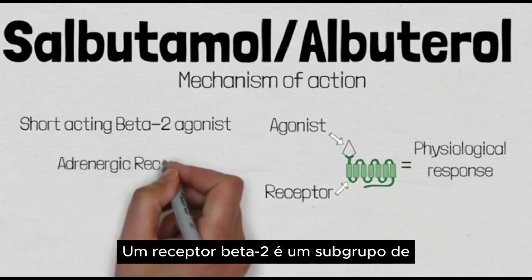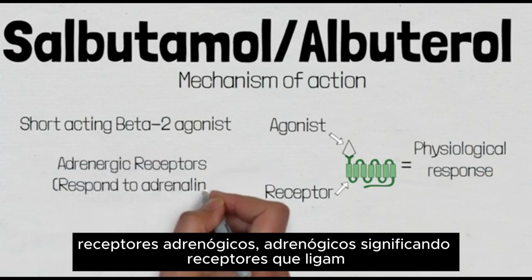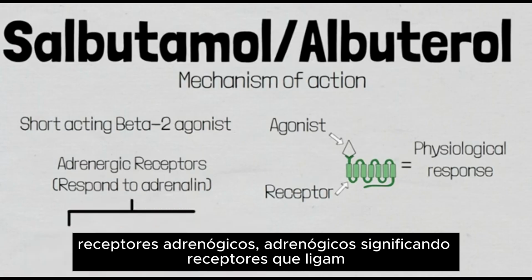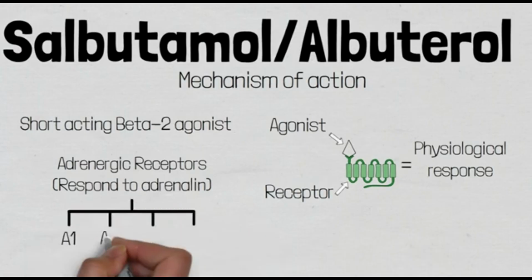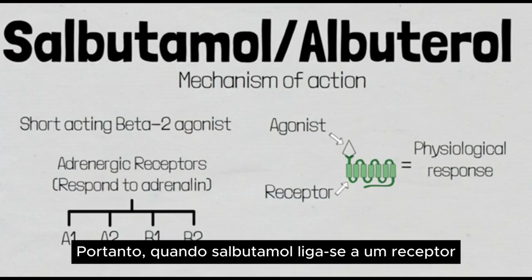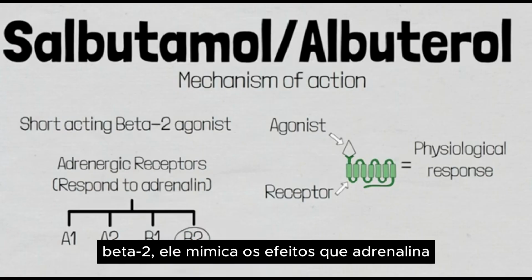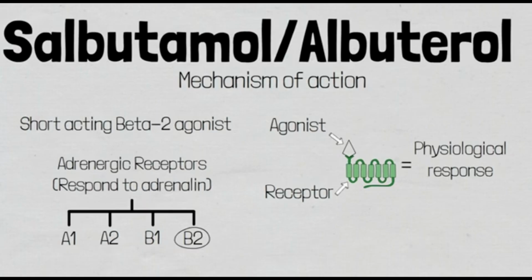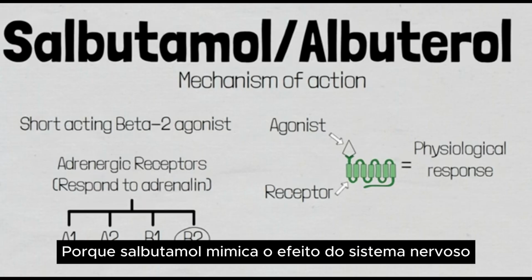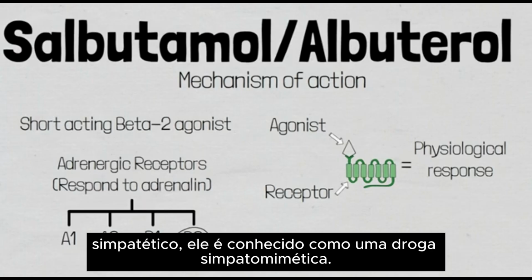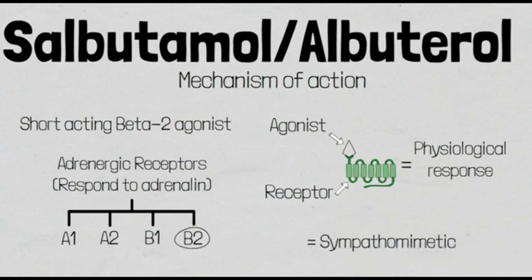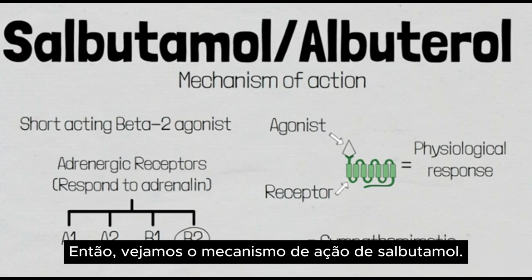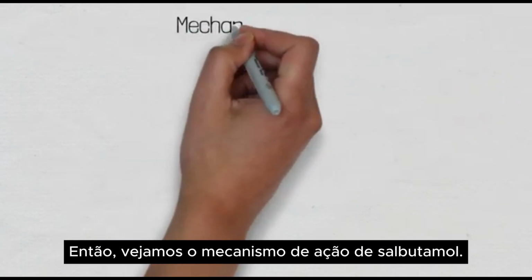A beta-2 receptor is a subgroup of adrenergic receptor, adrenergic meaning receptors which bind adrenaline and noradrenaline. Therefore, when salbutamol binds to a beta-2 receptor, it mimics the effects that adrenaline and noradrenaline would normally have. Because salbutamol mimics the effect of the sympathetic nervous system, it is known as a sympathomimetic drug. So let's look at the mechanism of action of salbutamol.